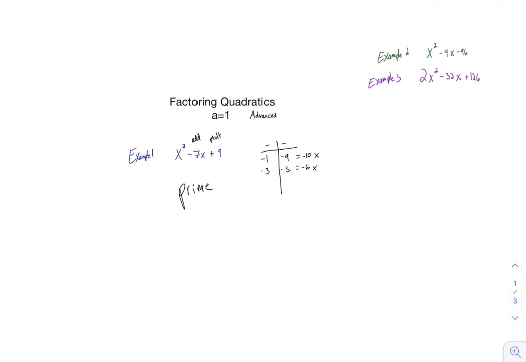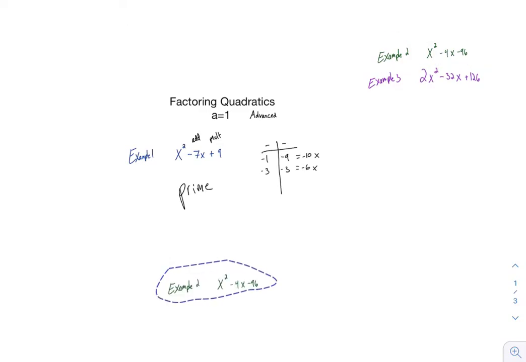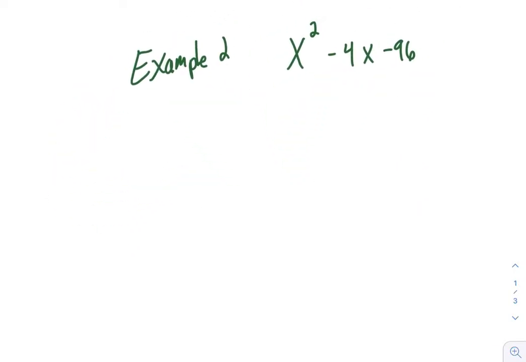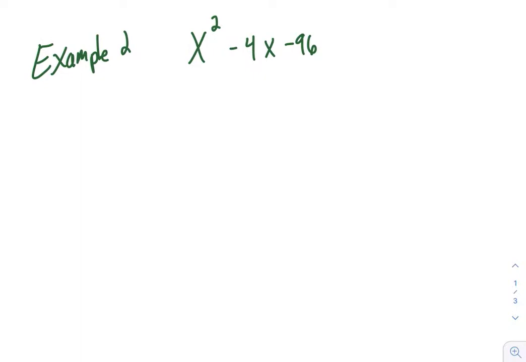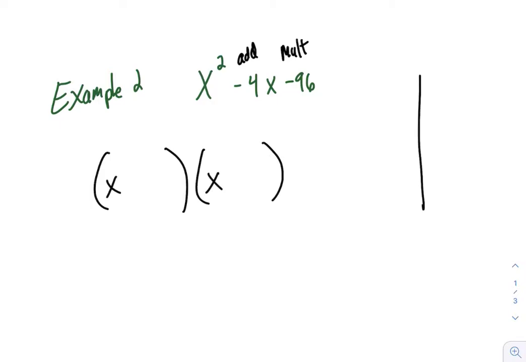All right, so let's move on to another example that I have kind of hidden off to the side here that we'll copy and paste for us to work on. All right, so here we have x squared minus 4x minus 96. All right, so same idea. I'm finding numbers that multiply to a negative 96 and add to a negative 4. I'm going to have my two sets of parentheses with my x, with my table.